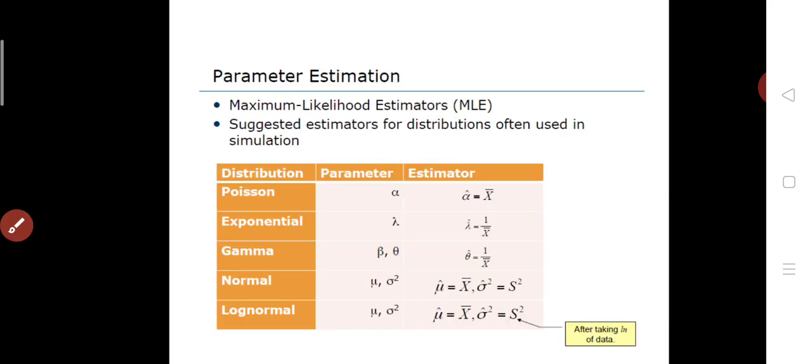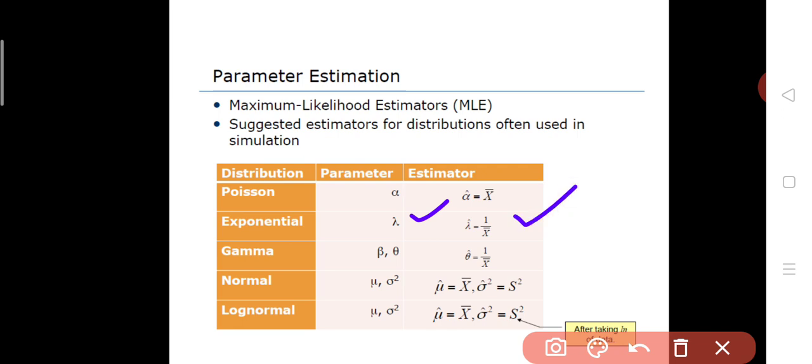This table shows the parameter estimator. Here we consider the parameter estimator for exponential distribution, that is lambda. The estimator lambda is equal to 1 divided by x bar, where x bar is nothing but the sample mean.